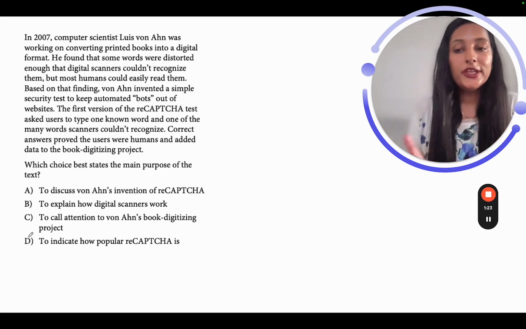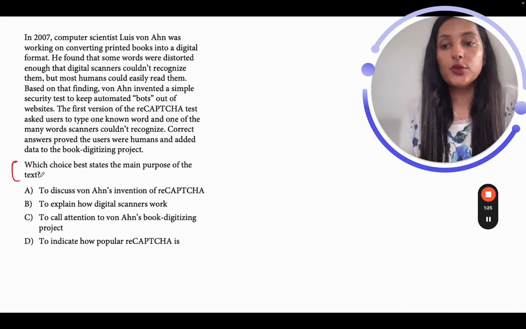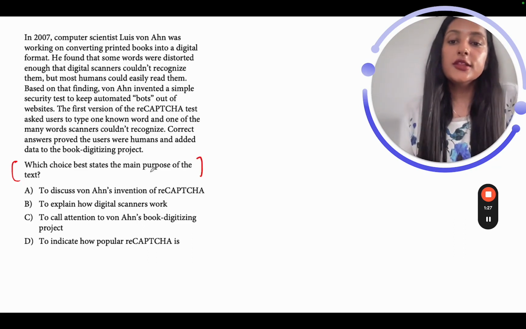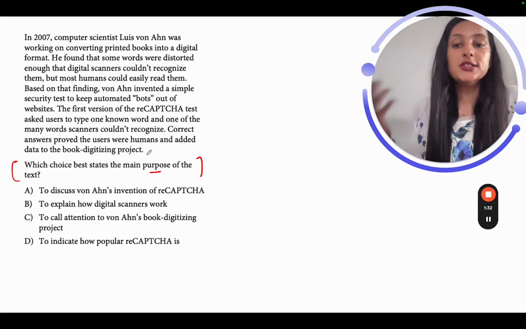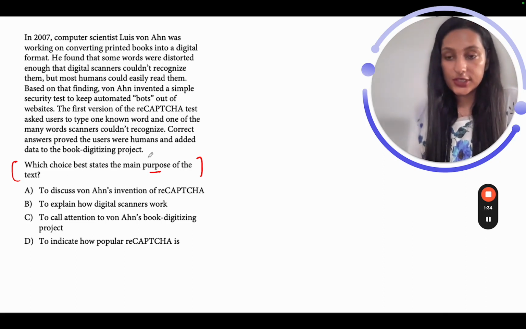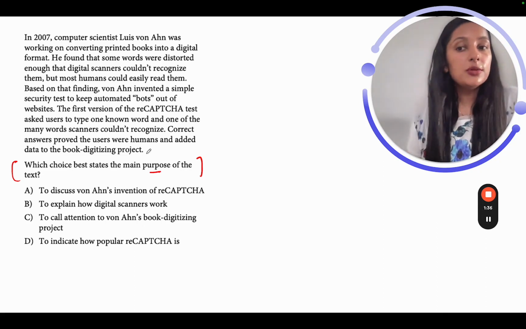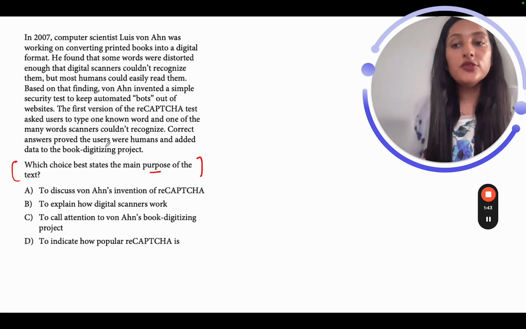It's going to be pretty clear when you look at the question stem. It's going to mention very explicitly that you have to identify the purpose of the text. So "Which choice best states the main purpose of the text" is the question stem, and it's quite clear from reading this that we are supposed to find the purpose. So we know this is the text purpose kind of question. Now let's go ahead and read the text.